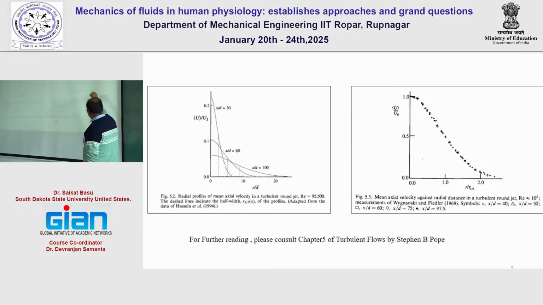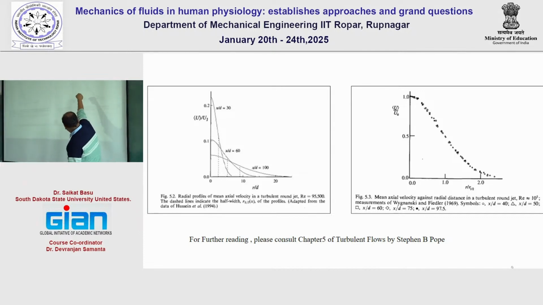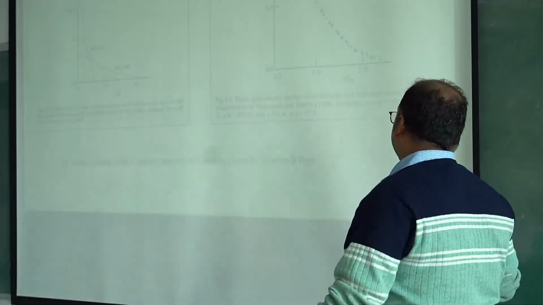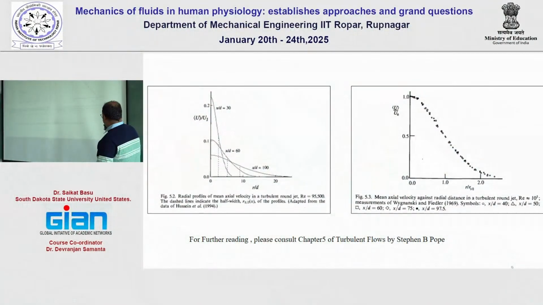Likewise, here also, if we plot u by u0, the local velocity over the initial maximum velocity, against the axial distance divided by r half, the half-width of the central jet initially, then it looks like this. So it essentially overlaps on one another. That's why it is called self similarity.